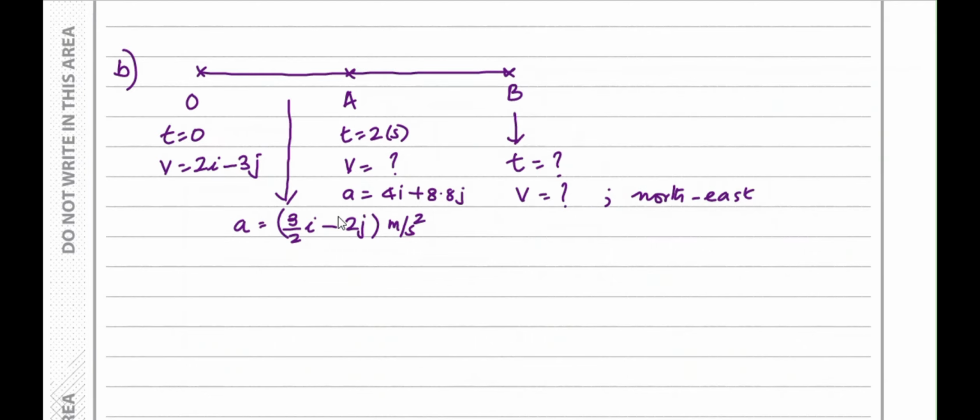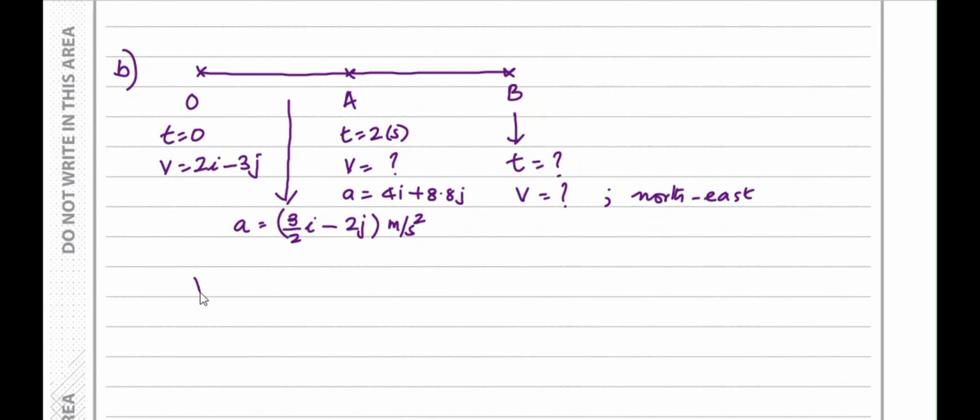This diagram gives us a good idea now. Using the starting velocity 2i minus 3j, this acceleration, and the time equal to 2 seconds, we shall be able to find the velocity at A. Using that velocity and the subsequent acceleration, we can find the new velocity when it reaches B. And using the fact that the velocity is northeast, we will be able to solve for t.